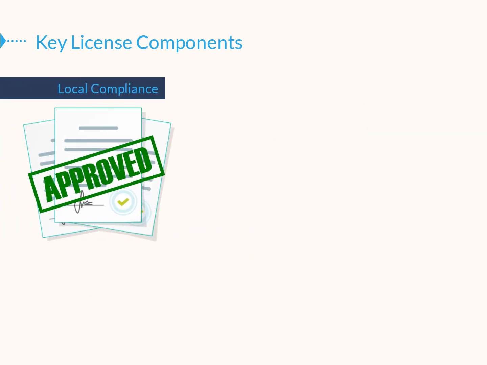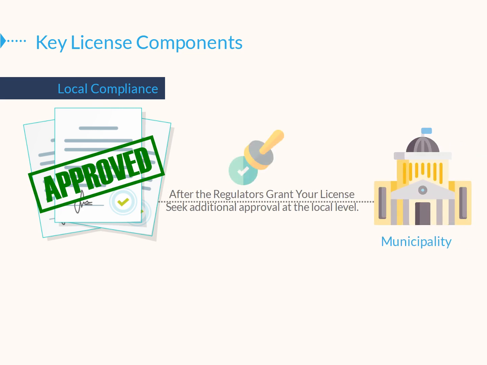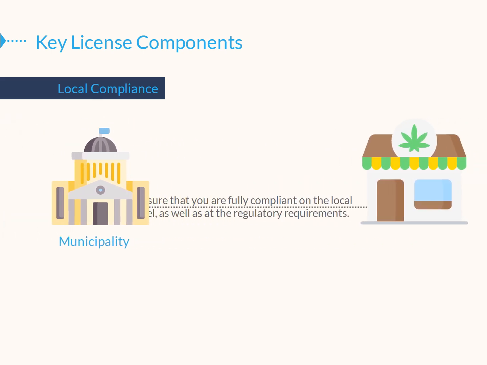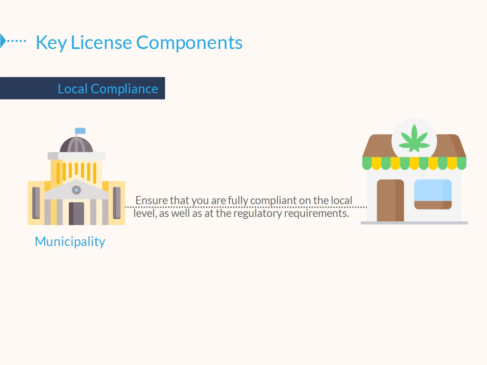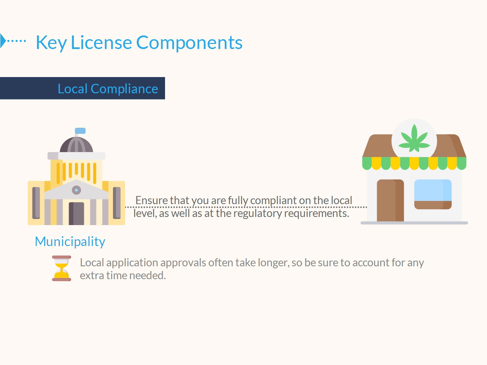Local compliance. After the regulators grant your license, you may also be required to seek additional approval at the local level, for example, town, city, etc. Work with the specific municipality you are considering operating in to ensure that you are fully compliant on the local level, as well as with the regulatory requirements. Local application approvals often take longer, so be sure to account for any extra time needed.